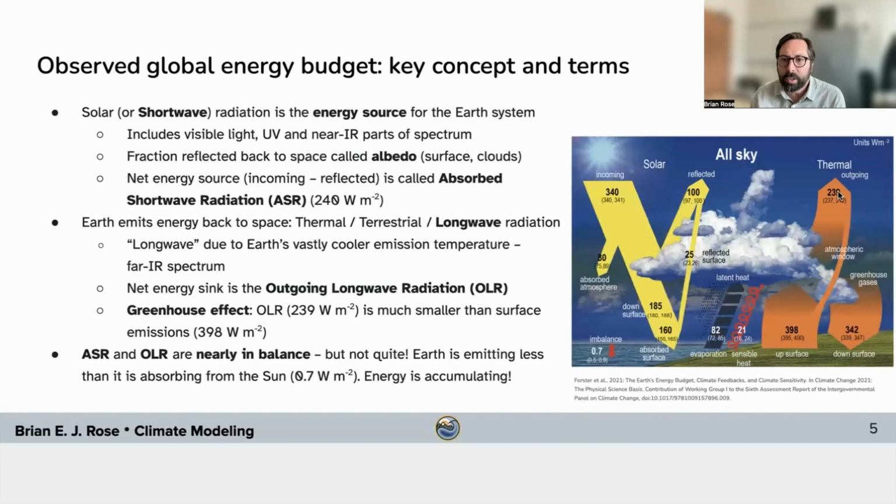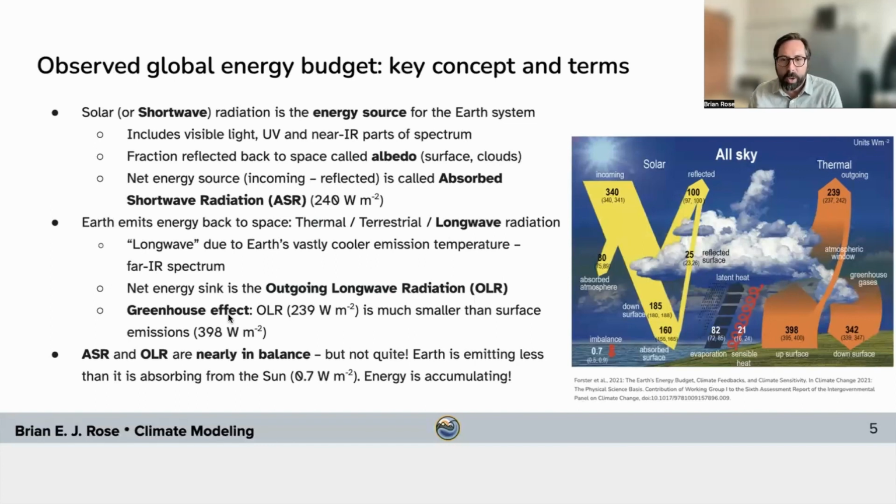That number is much larger than this number. And so for reasons that have to do with the greenhouse effect that I'm going to say something about in the next slide, the emission to space is actually a lot smaller than it would be in the absence of these atmospheric processes. So hang on to that for one moment.